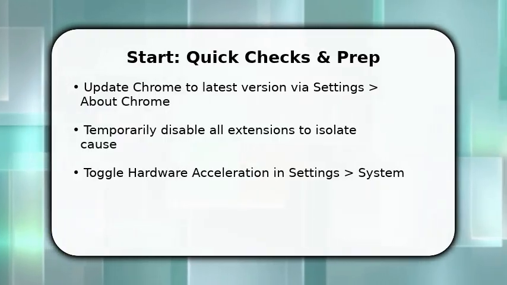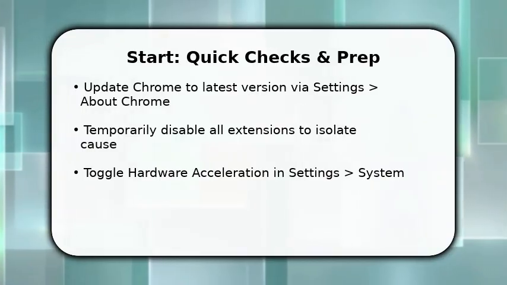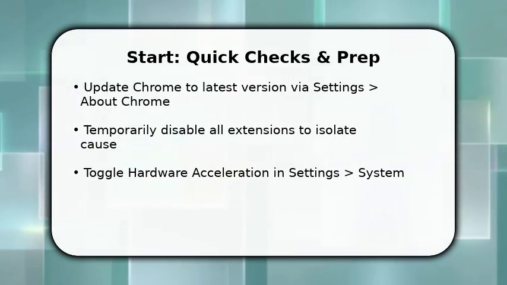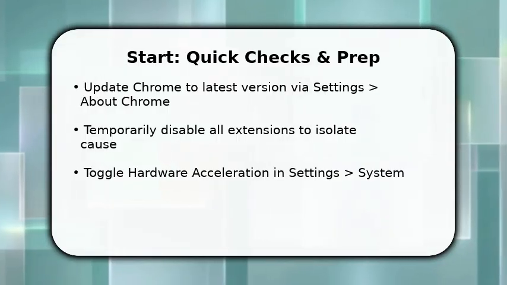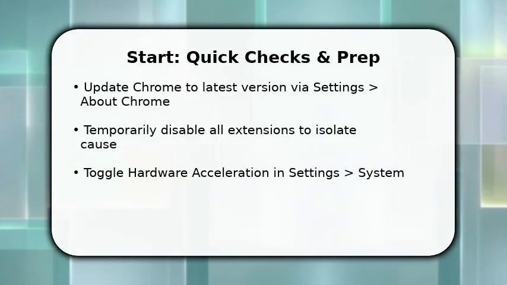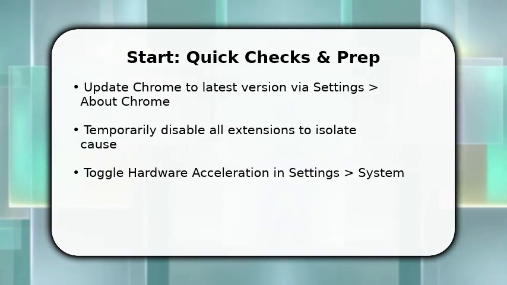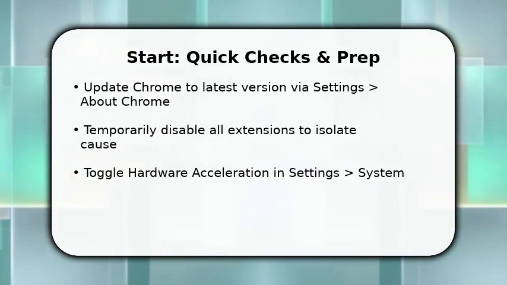Next, toggle hardware acceleration off then on, because GPU rendering often causes flicker. This step shows whether software rendering stabilizes the page. Make sure to restart Chrome after each change so settings fully apply. Once done, observe whether flicker persists on multiple tabs and note which pages reproduce it.